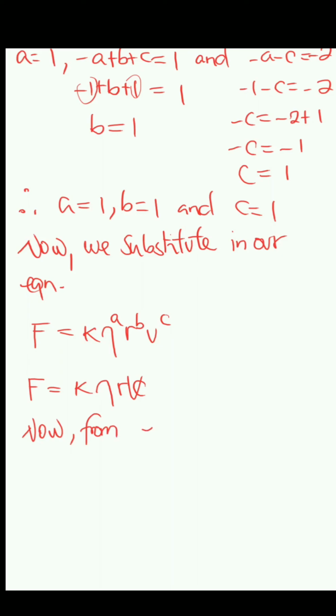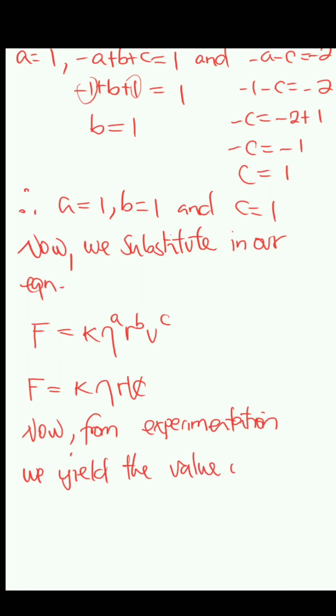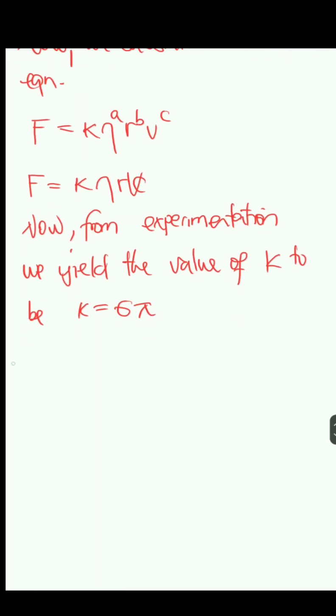Now according to experimentation, since K cannot be obtained by dimensional analysis, if we do experimentation, we will have that the value of K is simply equal to 6 pi. So by use of experiments, the value of K is 6 pi. So where there's K in this equation, we simply substitute with 6 pi. So this will therefore mean that our F, the force, will be equal to 6 pi, the viscosity multiplied by the radius and the velocity.